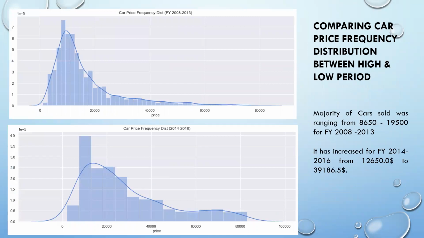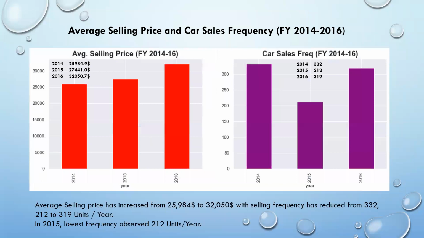Comparing car price frequency distribution between high and low period, we can see the majority of cars were sold ranging from 8,650 to 19,500 between financial year 2008 and 13. We can see the increased range from $12,650 to 39,000 in the year of 2014 and 16.